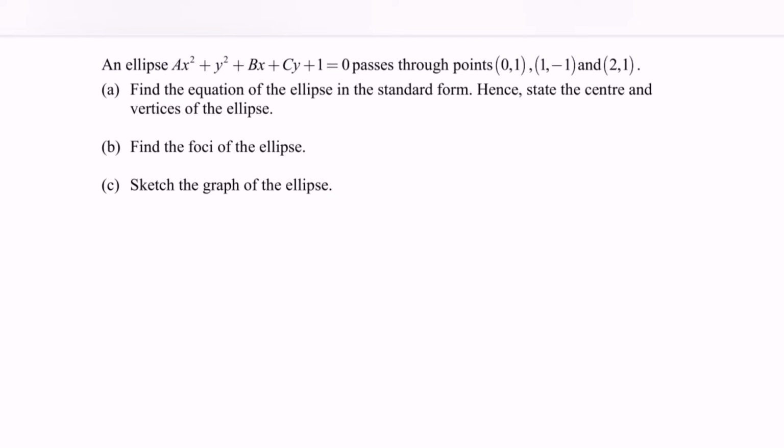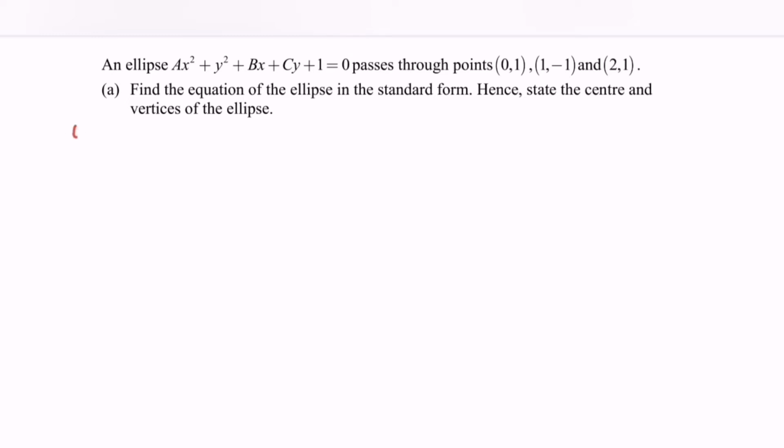A. Find the equation of the ellipse in the standard form. Hence, state the center and the vertices of the ellipse. Followed by B. Find the foci of the ellipse and finally sketch the graph of the ellipse. So first, kindly substitute the points into the general equation of the ellipse.